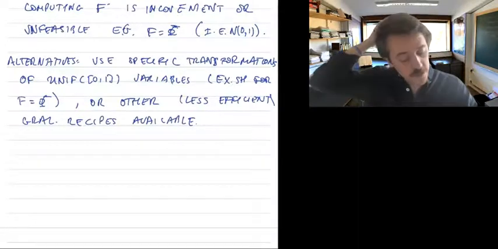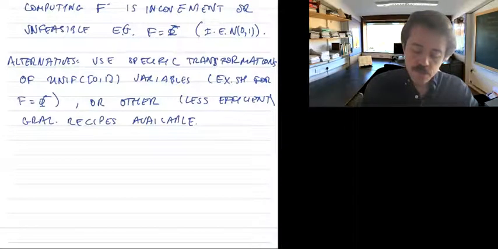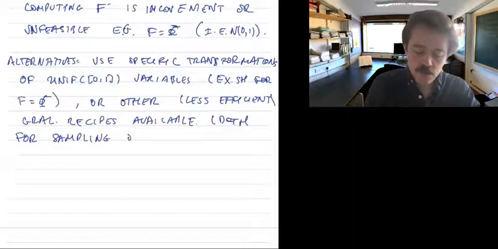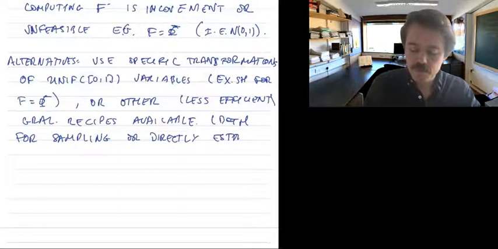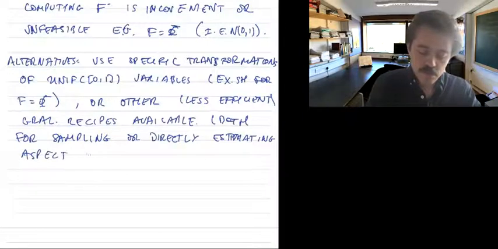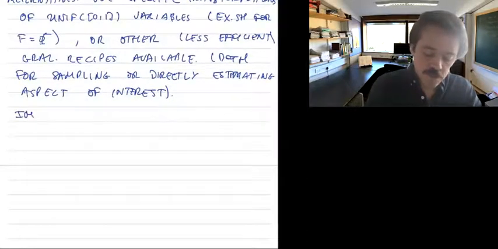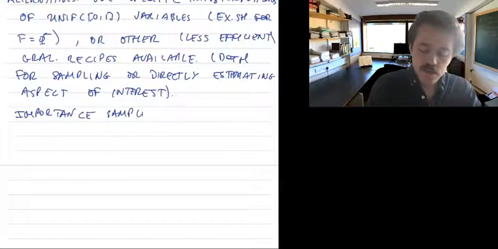So let me then, so both for sampling or directly estimating aspect of interest. Okay, so we start with one of the latter sort of type. This is what is called importance sampling.